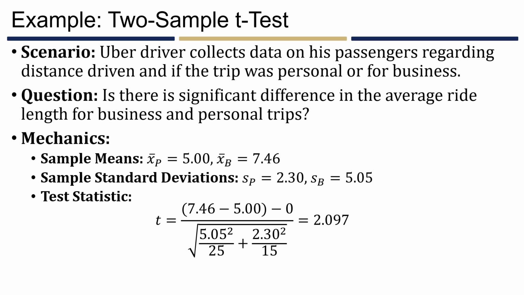So our test statistic is going to be the difference between our two sample means, 7.46 minus 5. We're also technically subtracting off a 0, which is our hypothesized difference. That's, of course, not going to change the value of our numerator. We're then going to divide that 2.46 in the numerator by the standard error, the square root of the sample variance of the business trips, 5.05 squared divided by its sample size of 25, plus the sample variance for the personal trips, 2.30 squared divided by its sample size of 15. This is then going to give us our test stat of 2.097.